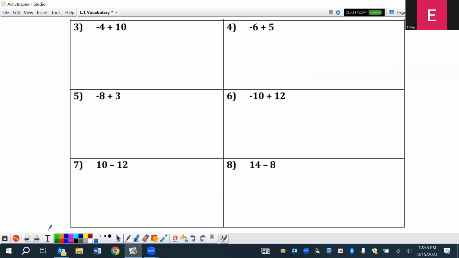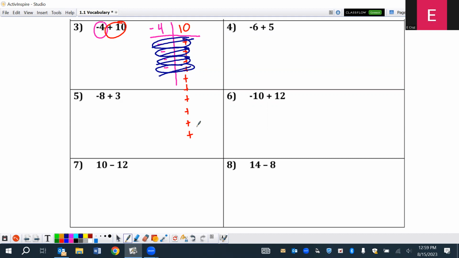I'm going to do one more example. We're going to do number 3. Same thing, so I'm going to draw my little T-chart. First number is -4. I'm going to draw 4 negatives. 1, 2, 3, 4. My second number is +10. So 10 plus signs, 1, 2, 3, 4, 5, 6, 7, 8, 9, 10. Now I'm going to cross out the 0 pairs. Positive and negative cancel. Positive and negative cancel. So I just cancel my 0 pairs and I count whatever's left. 1, 2, 3, 4, 5, 6 positives. So my answer is +6.